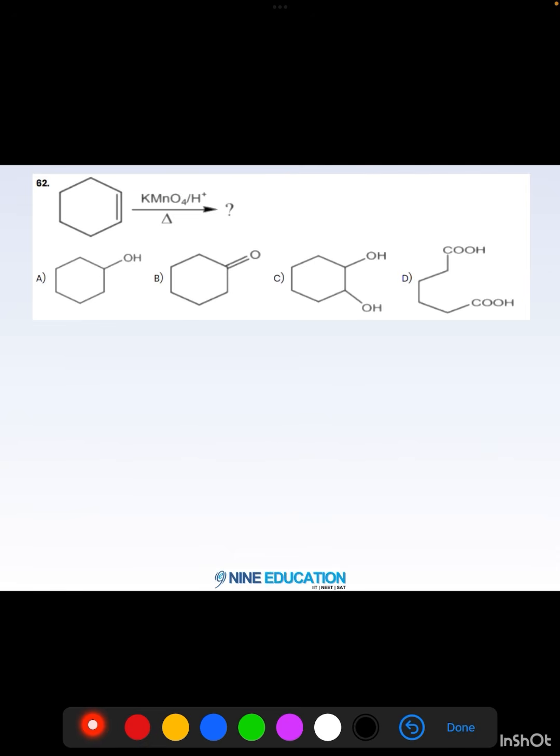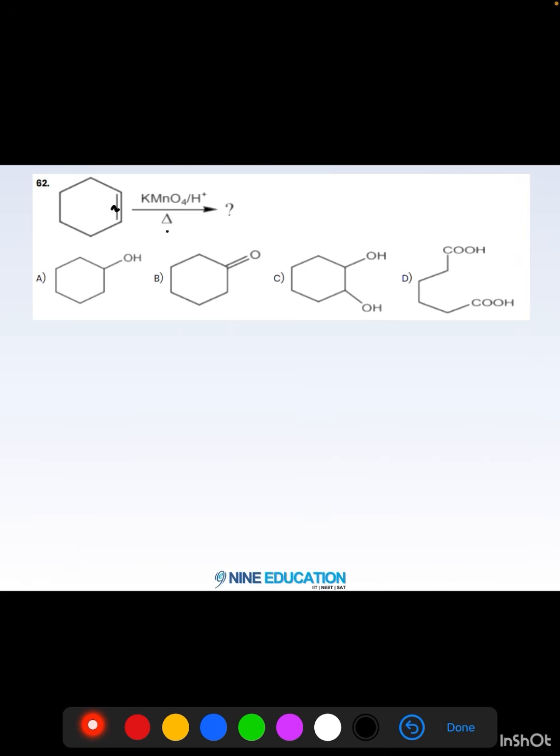Next we are having question number 62. In 62 we are having one alkene, cyclohexene, and over the arrow we are having KMnO4, H plus and delta. So in the heating condition, the hot condition, we are having KMnO4, which is a stronger oxidizing agent, and we all know that if we use it in a milder condition, it simply gives us the addition of 2 OH by breaking only the pi bond.